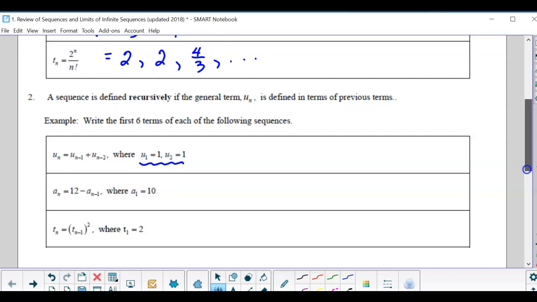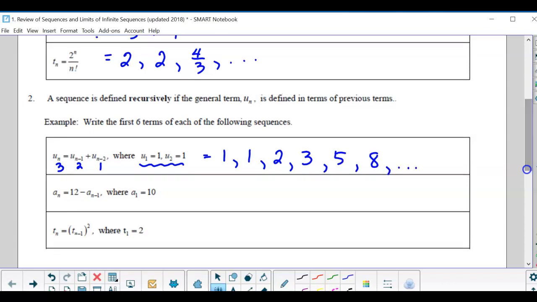So T1, or U1 in this case, is already given to you. The second term is already given to you. Now we can get the third term. So n is 3, which means this would be 2 and this would be 1: the second term plus the first term. So 1 plus 1 is 2. Then going from there, the previous two terms, 1 plus 2 is 3. 2 plus 3 is 5. 3 plus 5 is 8. And we've got our 6 terms. Okay, so that's the Fibonacci sequence. You might recognize that one.